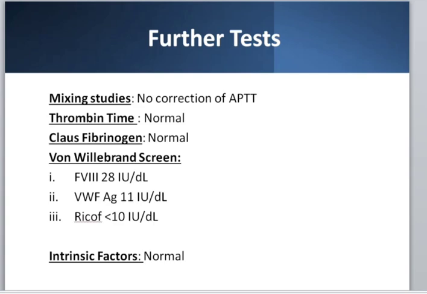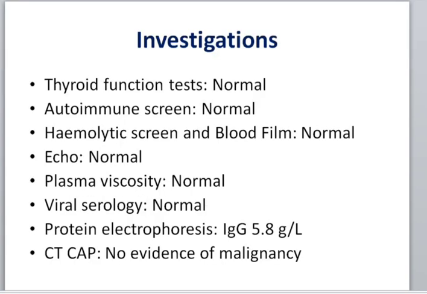But what is the cause of this acquired von Willebrand disease? In any acquired bleeding disorder, you have to address the acute issue, which is bleeding, but at the same time, you conduct tests to find out what is the cause leading to this acquired phenomenon. So at the same time, we sent the following blood tests. Thyroid function test was normal. Autoimmune screen was normal. Hemolytic screen and blood film were normal. Echo and plasma viscosity were okay.